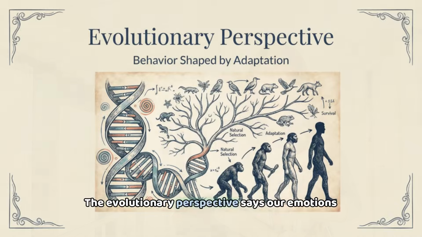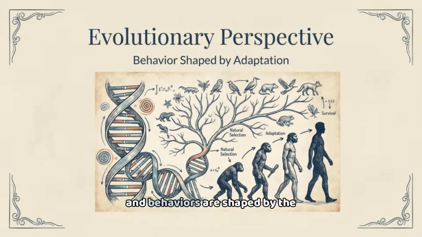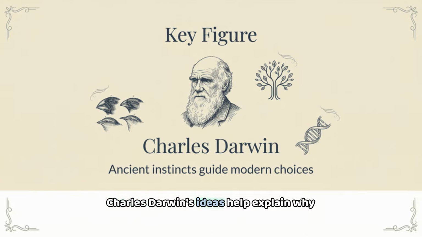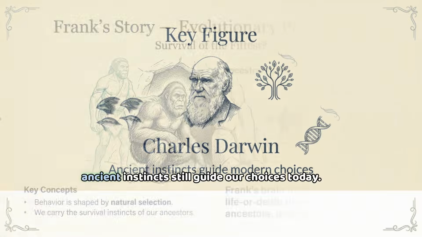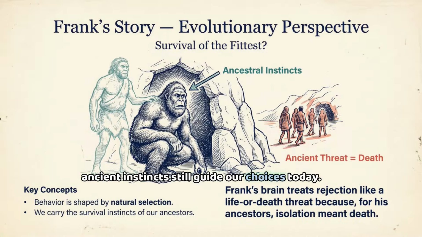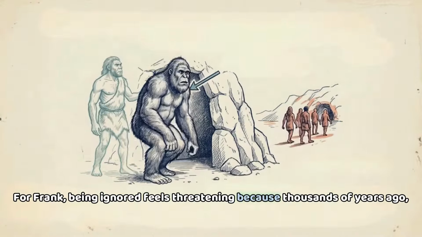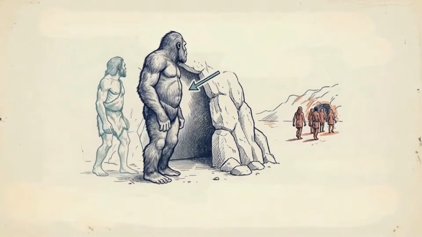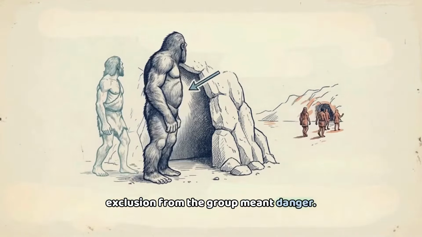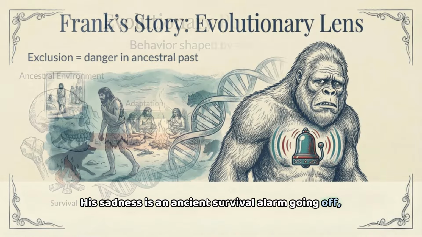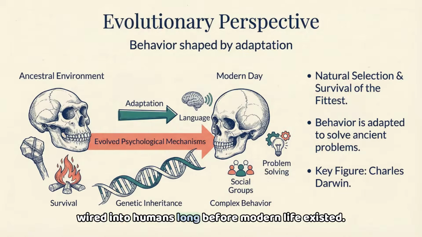The evolutionary perspective says our emotions and behaviors are shaped by the survival challenges faced by our ancestors. Charles Darwin's ideas help explain why ancient instincts still guide our choices today. For Frank, being ignored feels threatening because thousands of years ago, exclusion from the group meant danger. His sadness is an ancient survival alarm going off, wired into humans long before modern life existed.